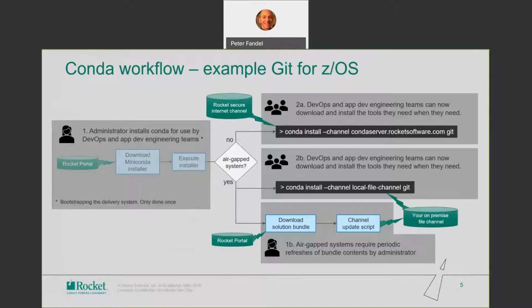You would have to redo this periodically to refresh the contents of your file channel. So there's a little bit of a maintenance overhead to using a file channel, but it's still a significant improvement over the existing methods for software delivery on the mainframe.